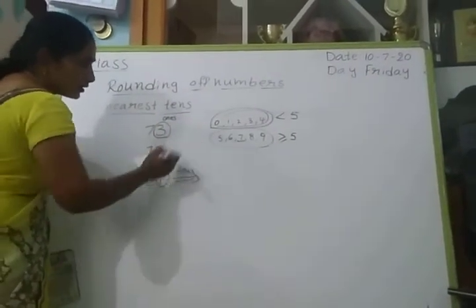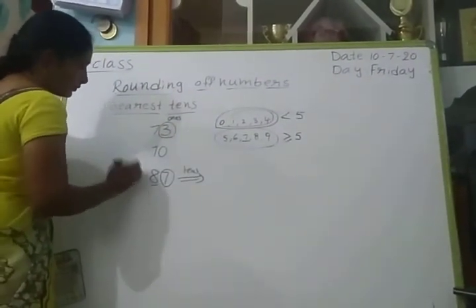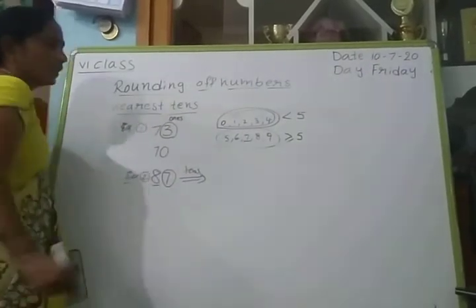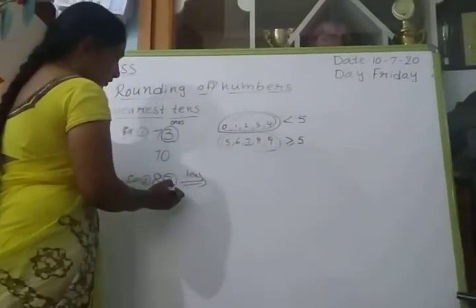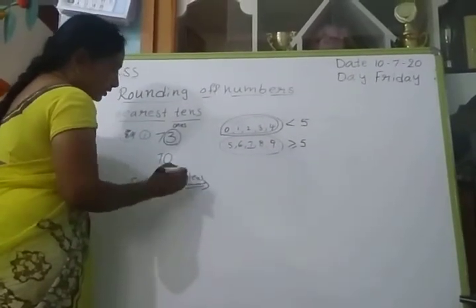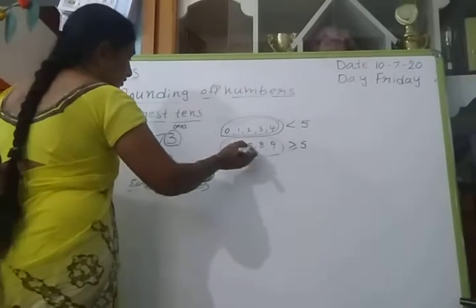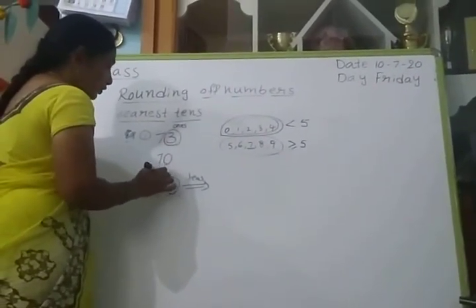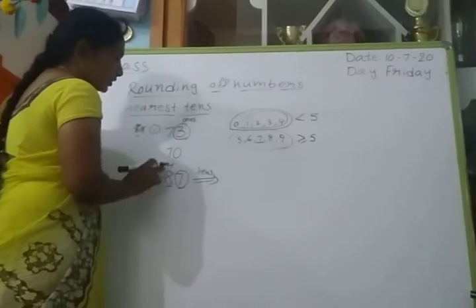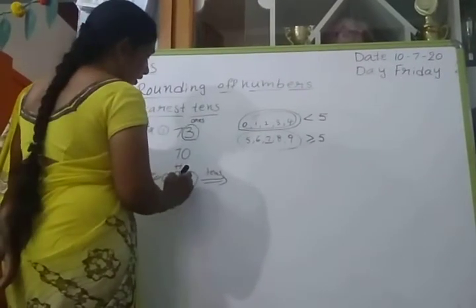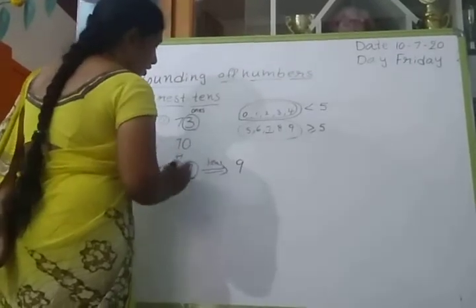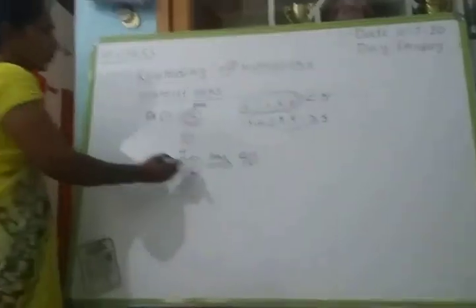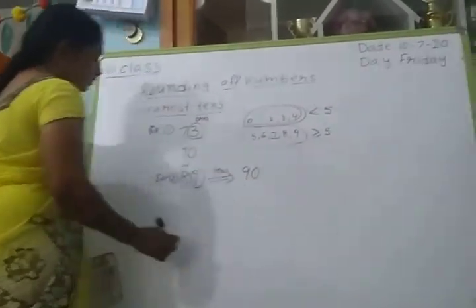Next example, observe here. Example 1, this one. Example 2, 87. In the ones place, which digit do we have? 7. So 7 is greater than 5. Then what do we have to do? We have to add 1 to the digit we are rounding. So here 8 plus 1 is 9. The remaining digit we make 0. 90. So 87 nearest to tens is 90.